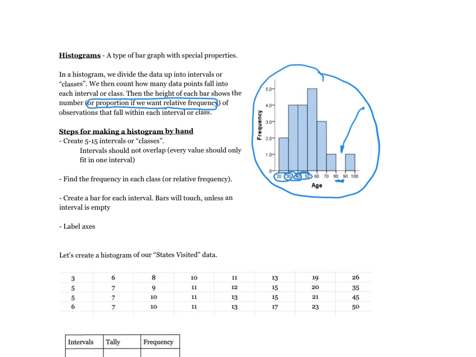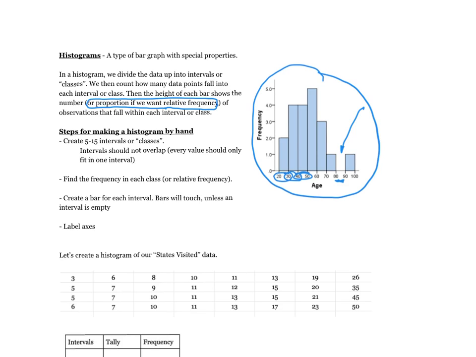Steps for making a histogram by hand. We'll actually use our calculators to make these most of the time, because it's much faster and we can manipulate the picture a little bit. But you should understand the process, so we're going to make a couple here by hand. So steps for making a histogram. Create 5 to 15 intervals or classes. So that's going to determine how many bars are in our graph.